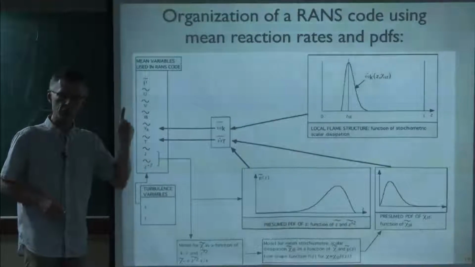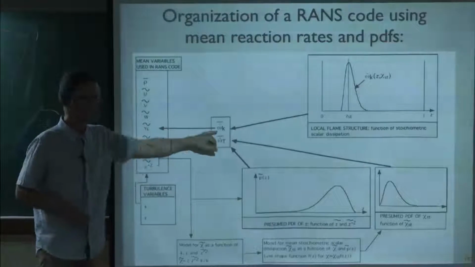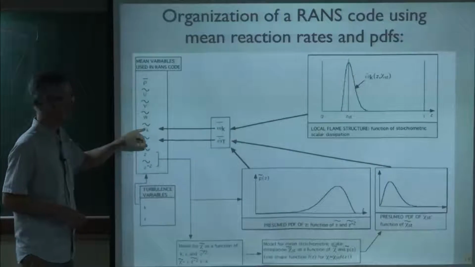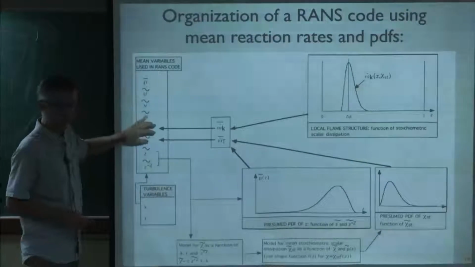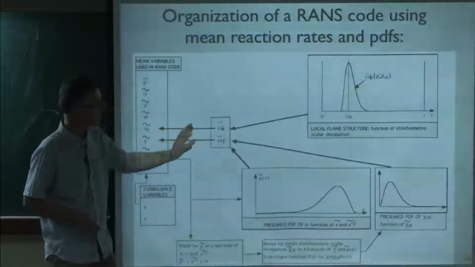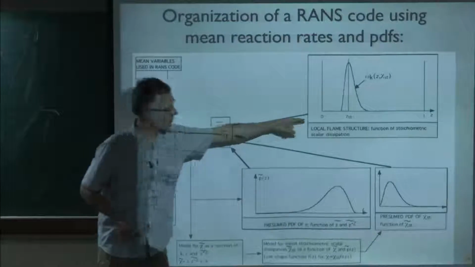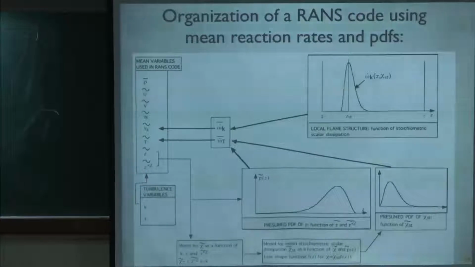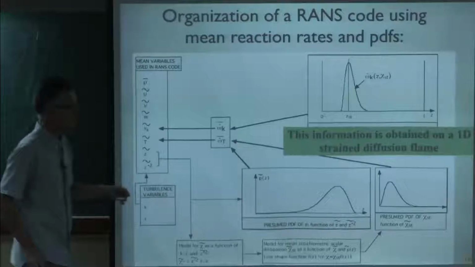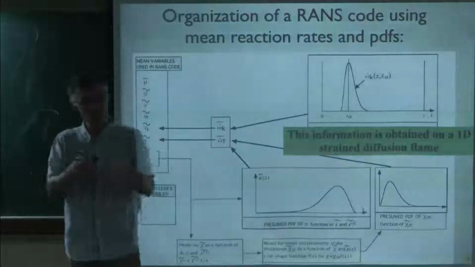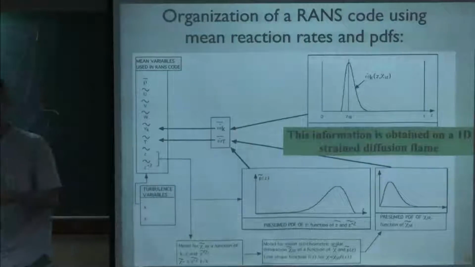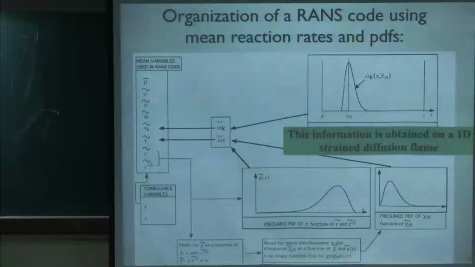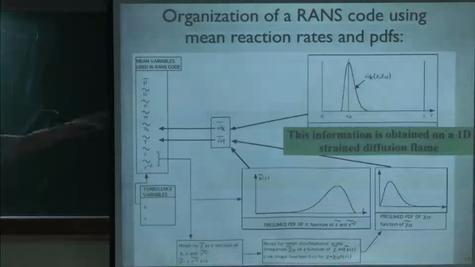This gives you the reaction rates this time. In the previous solution, I was giving the temperature. Here, you give the reaction rates, and you plug the reaction rates here. So now you need reaction rates, but these reaction rates are computed outside the code using the flamelet and the PDF. So that's this information here. You have to compute it first. You need another code, a one-dimensional code for diffusion flames. You run it before you run your 3D code, and you tabulate this information.